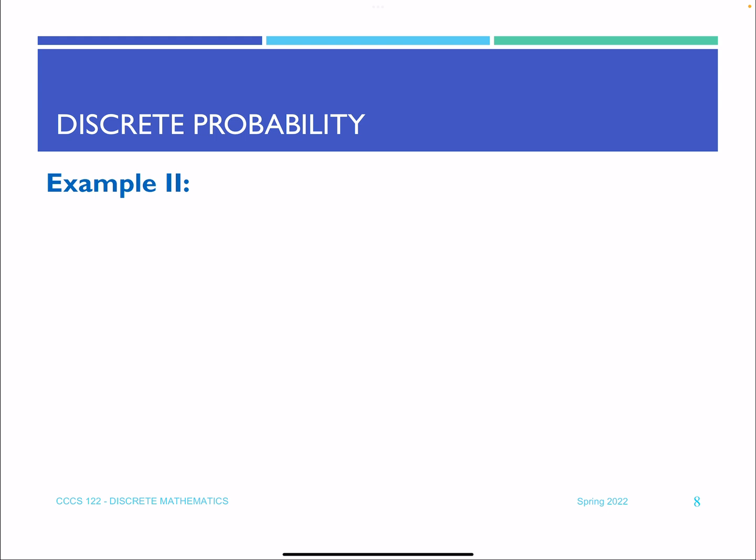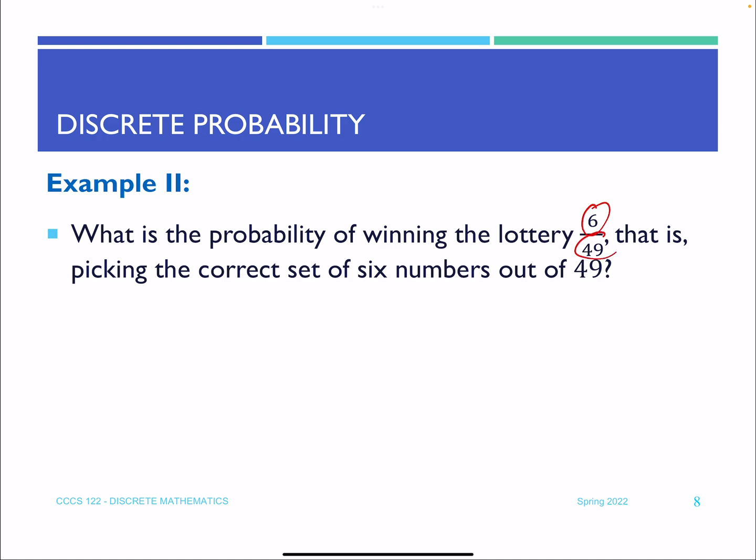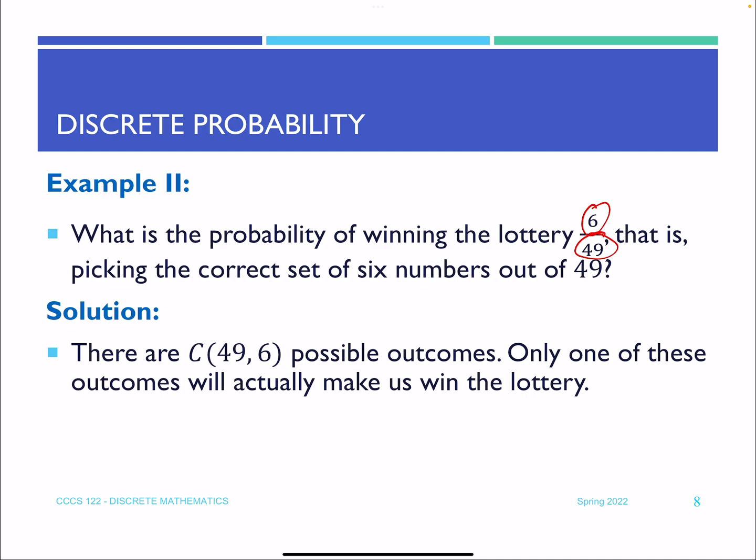And then we have example 2. What is the probability of winning the lottery, six out of 49? What is the probability of picking the 6 correct numbers out of 49? Now, it's not as straightforward as you think. So there are 49 possible numbers to pick. You have to pick the 6 right ones.